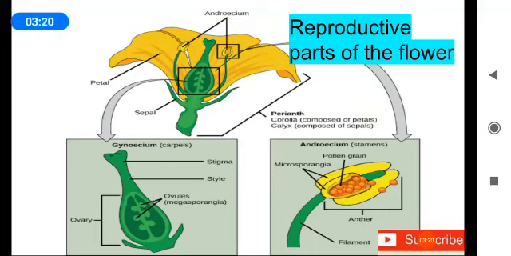Already we learned types of flowers: bisexual flowers and unisexual flowers. Bisexual flowers contain stamen and pistil in the same flower. In unisexual flowers, any one of the whorls is absent.